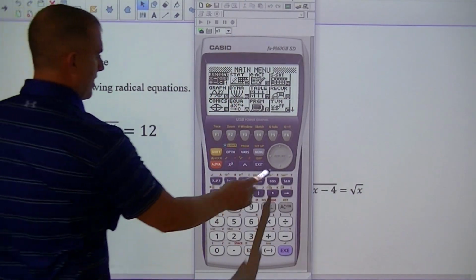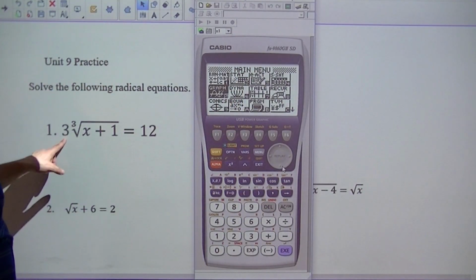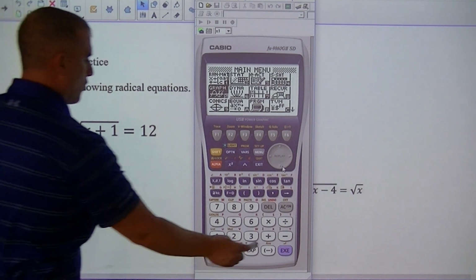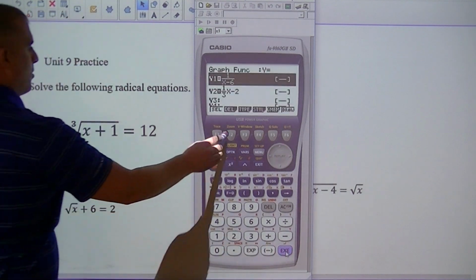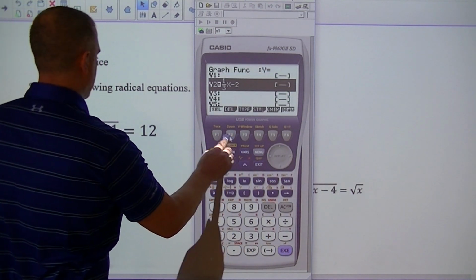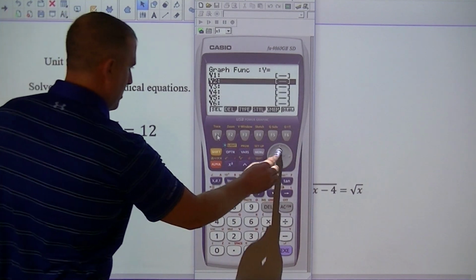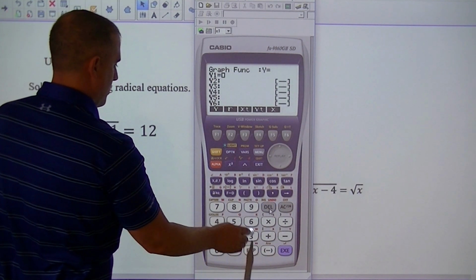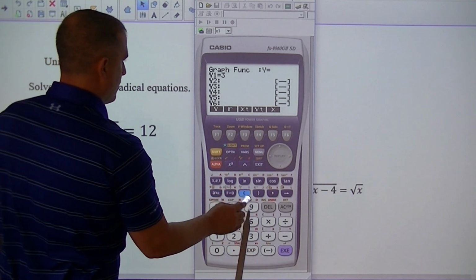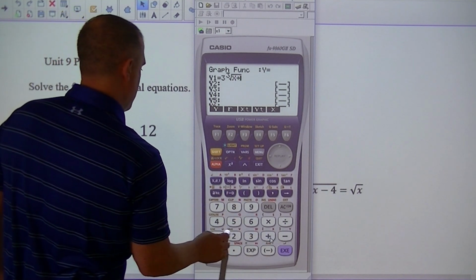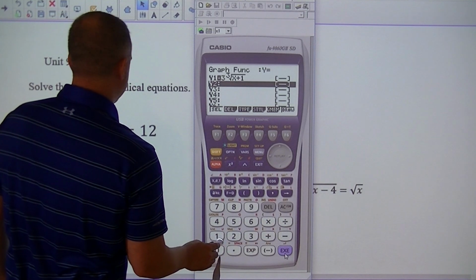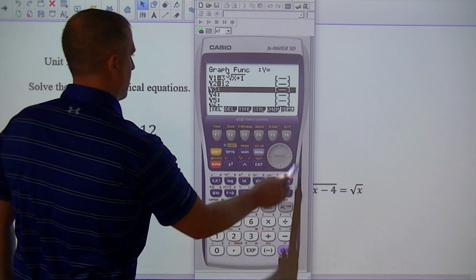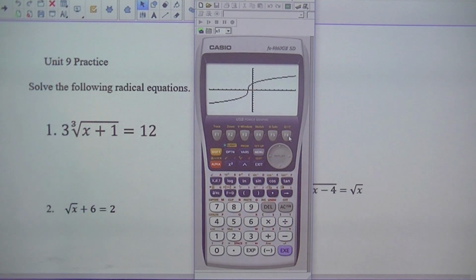A couple of things we want to do: whatever's on this side, when we go into the graph, we're going to put in y1. So I have 3 cube root of x plus 1, and for the next one I'm going to put 12. And if I draw it, I get something like that.